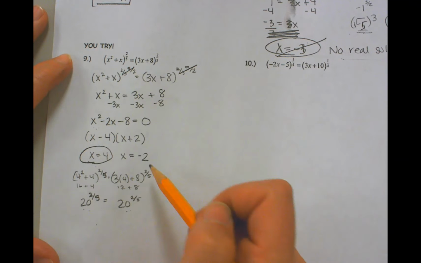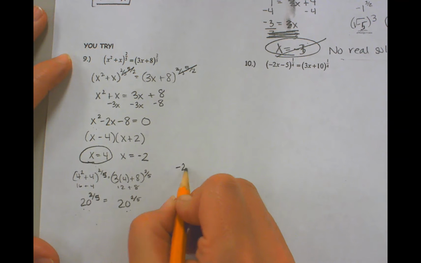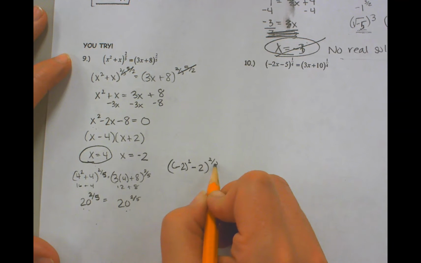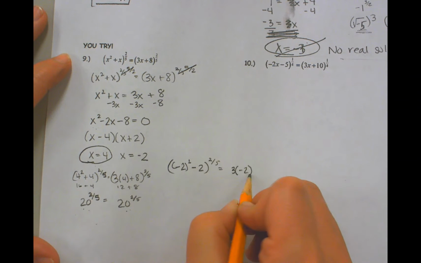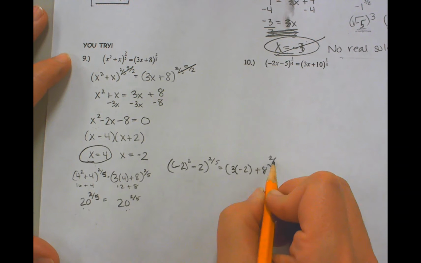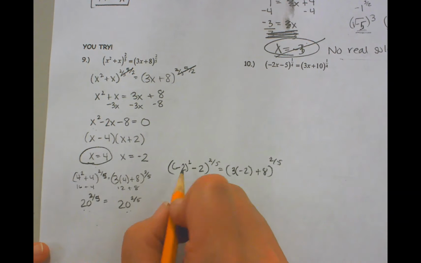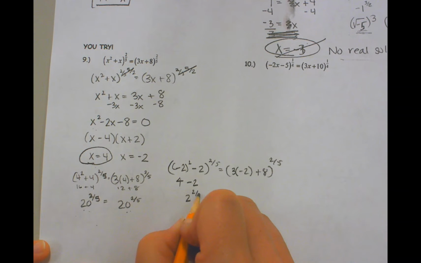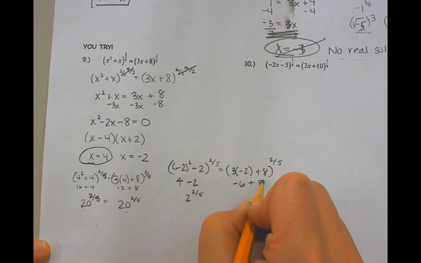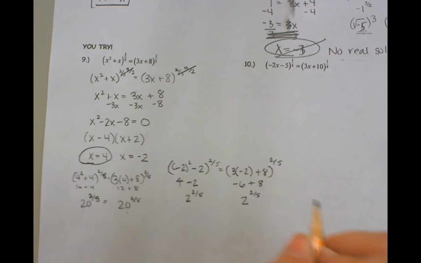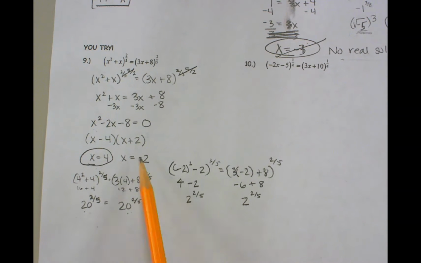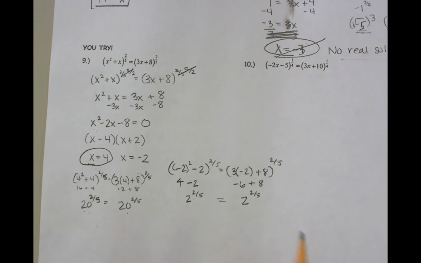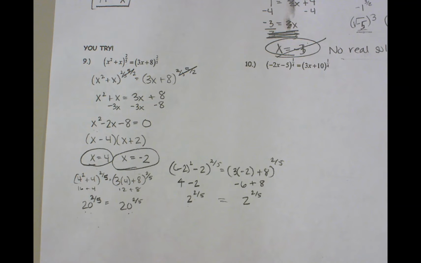If I plug in -2, I'll have -2 squared minus 2 to the 2/5, and then 3 times -2 plus 8 to the 2/5. So here I would have 4 minus 2 is 2 to the 2/5, and -6 plus 8 is 2 to the 2/5 as well. So since both of these values, though it's not going to be a whole number, produce a decimal that we could find, they are both going to be solutions.